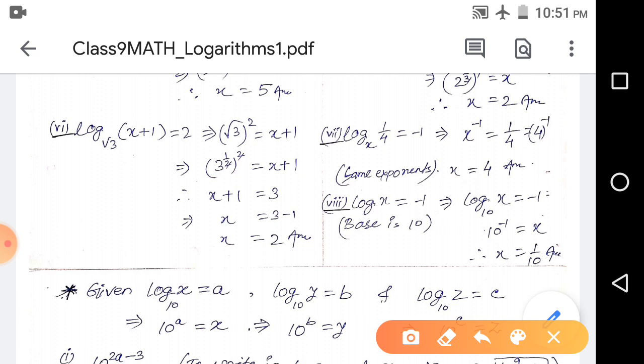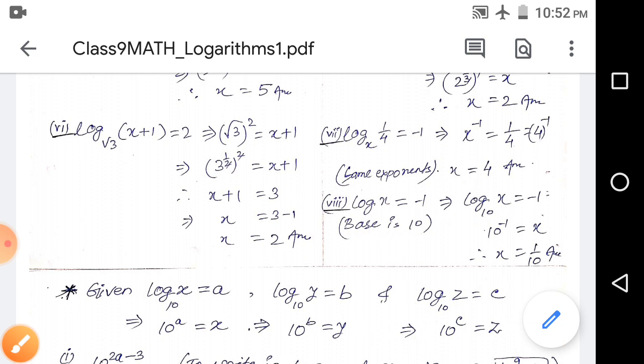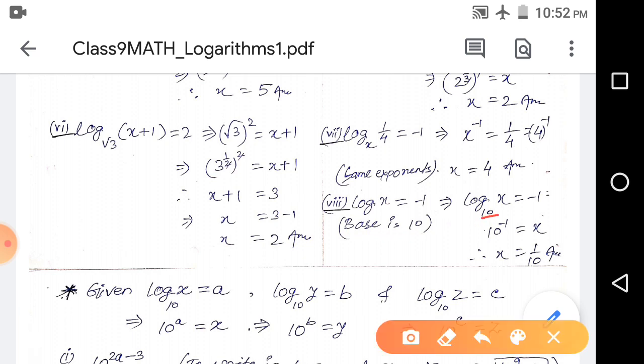See the next, we have log x equal to minus 1. So remember that if the base is not given, the base is always 10. So we have log base 10 of x equal to minus 1. So this base is written with the power minus 1. So 10 to the power minus 1 equals x. So that means x equals 1 by 10. So this is the answer.